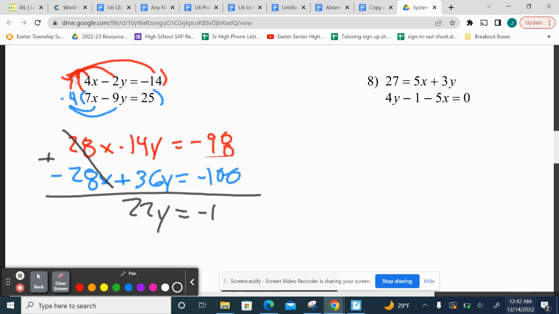And this would be -198. We would divide by 22. And the answer is 9. I guess we ought to check that, make sure that we're all good.